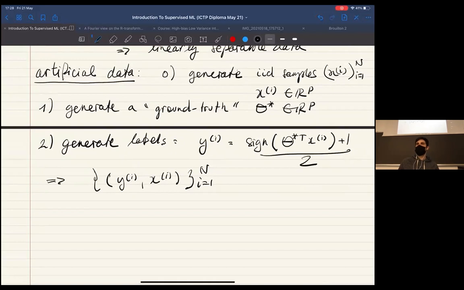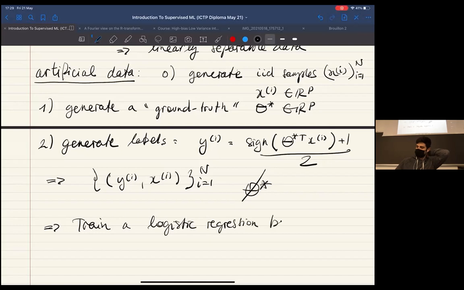Now from this data set, you forget theta star. Theta star is not given to you anymore, and you need to train a logistic regression in order to classify this data. Train a logistic regression by SGD, and you can compare with NAG, the two types of stochastic gradient descent that we talked about.